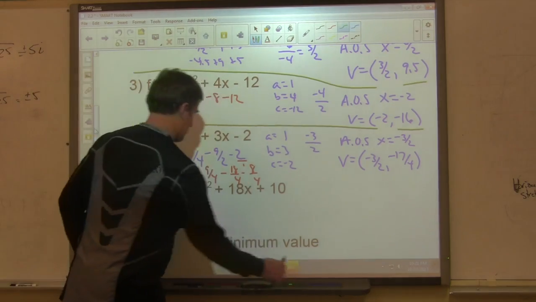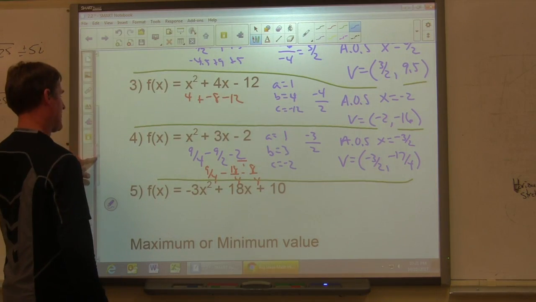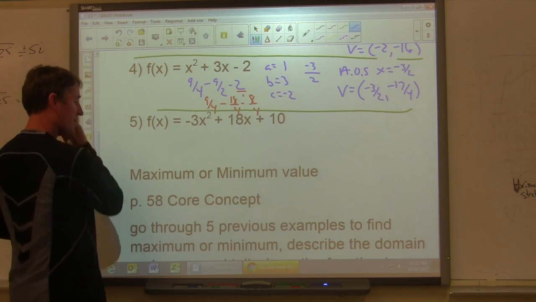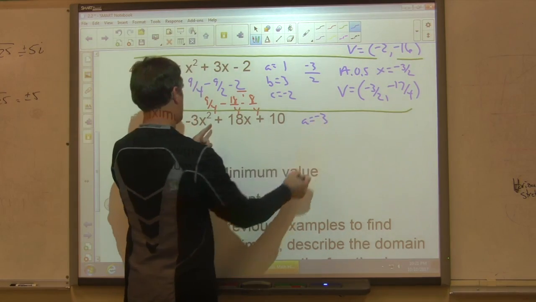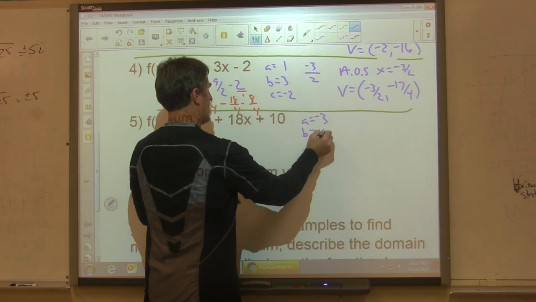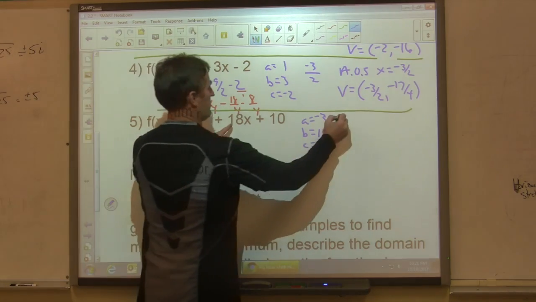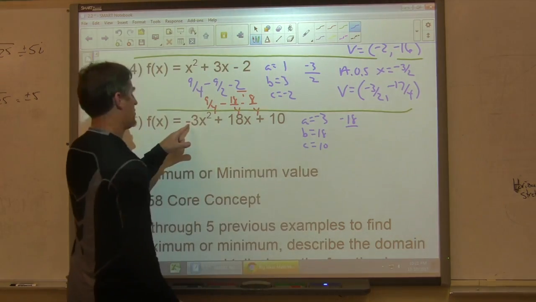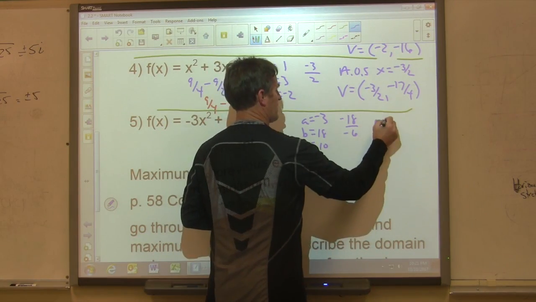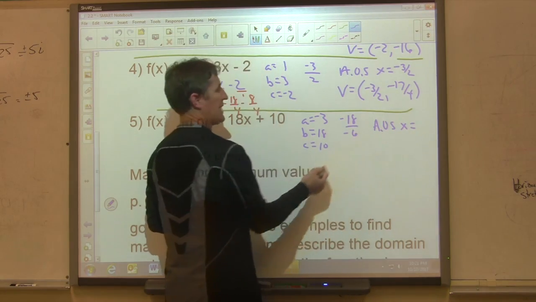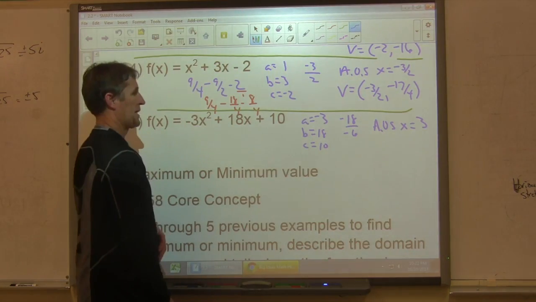So the last one. So hopefully this is kind of making sense now. If you take a look at this last one, let's get our A value, -3. B is 18, and C is 10. So we do -B divided by 2 times the -3 would be a -6. And so that gives us our axis of symmetry as x equals 18 divided by 6 is 3. 2 negatives is a positive. So we get x equals 3.